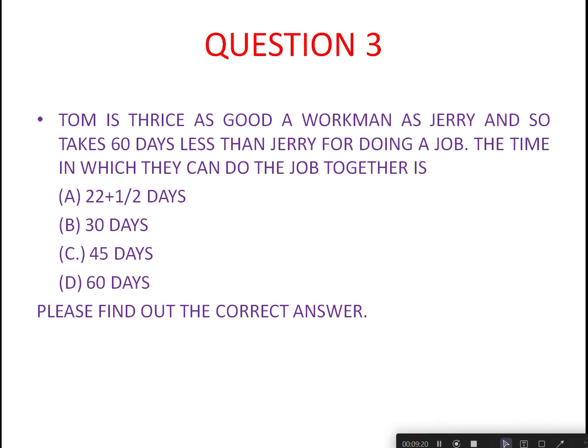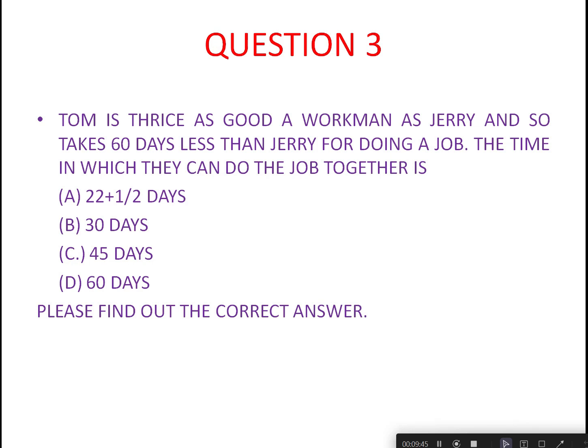Students, pause the video and try to solve it yourself. Now we are reading the problem. Tom is thrice as good a workman as Jerry, and so takes 60 days less than Jerry for doing his job. The time in which they can do the job together is.